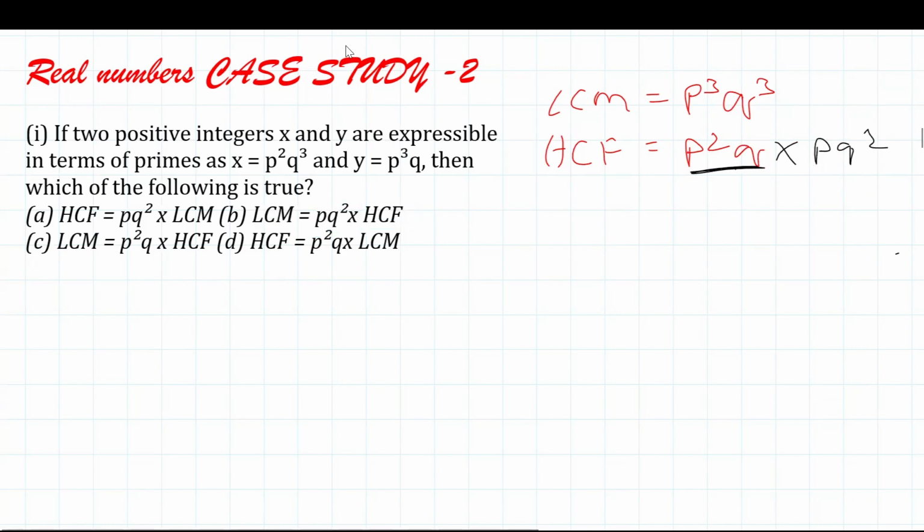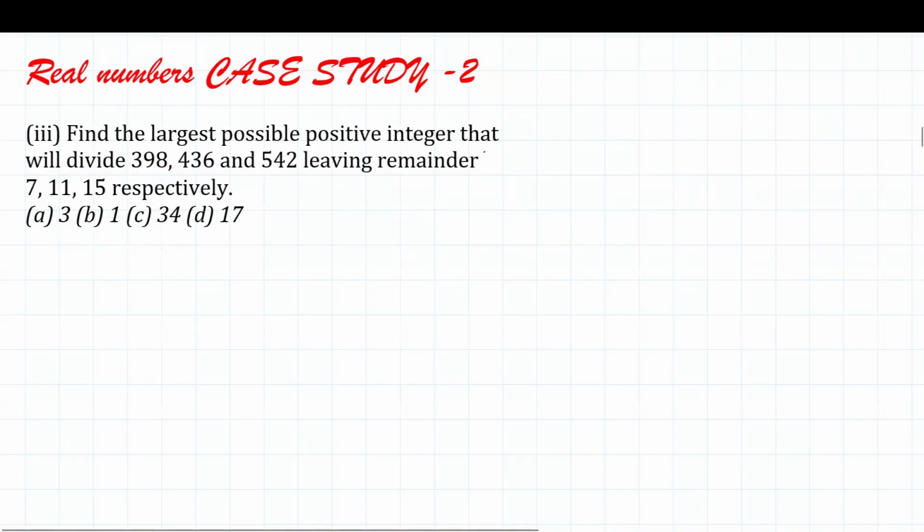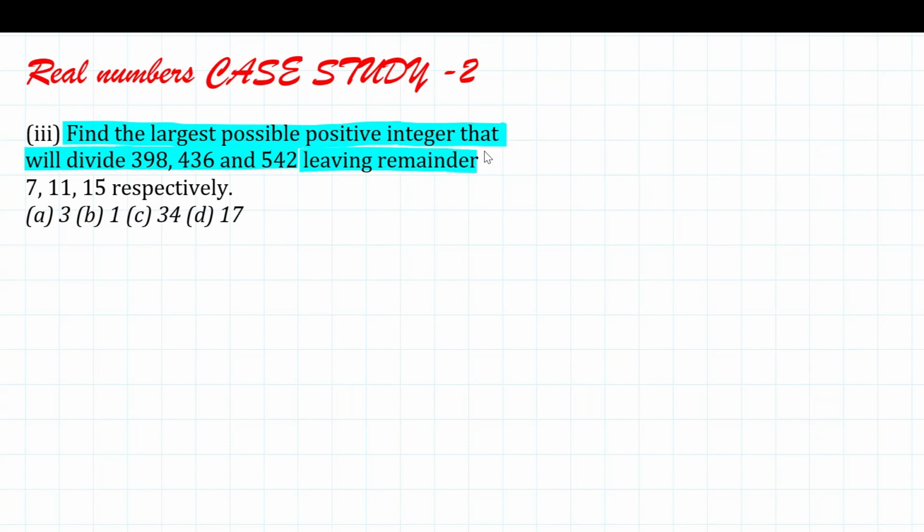B is correct. This is the correct answer. Now let's come to the next question. In the third part, it says find the largest possible positive integer that will divide these three numbers, leaving remainder 7, 11, and 15.